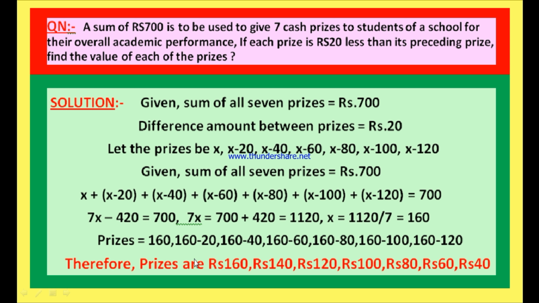Therefore, the prizes are 160 rupees, 140 rupees, 120 rupees, 100 rupees. 160 minus 80 is 80 rupees. 160 minus 100 is 60 rupees. And 160 minus 120 is 40 rupees.